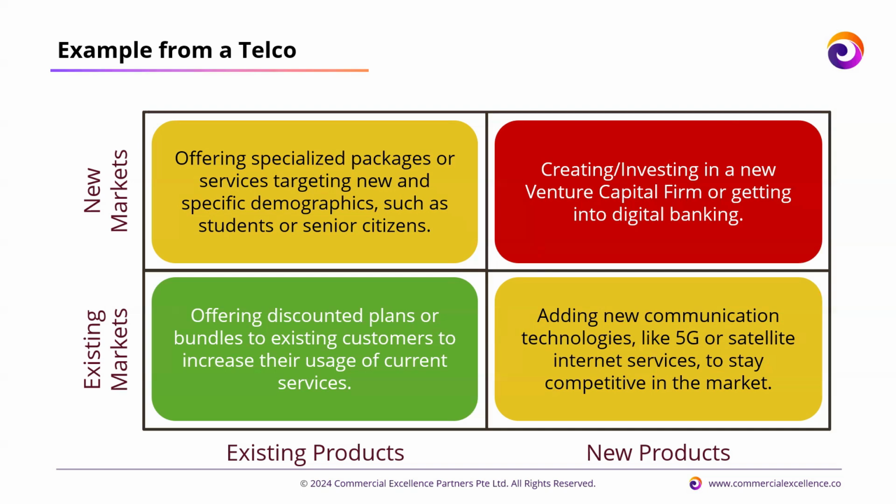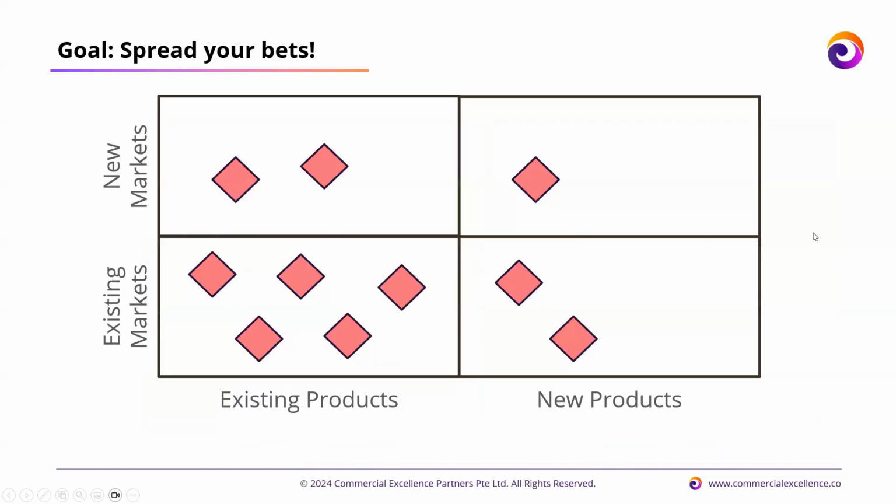Maybe we want to create or invest in a venture capital fund or get into digital banking, which is something completely new for us. So the name of the game for an organization is to spread your bets. If you're putting all of your eggs inside the bottom left-hand quadrant, that is really over-investing in today. And what we're seeing is that a lot of well-established organizations are over-investing in what they're already good at today and under-investing where they need to be strong for tomorrow's business.